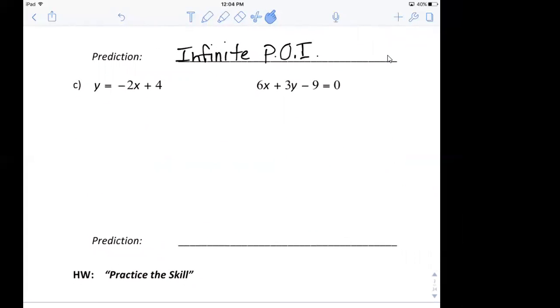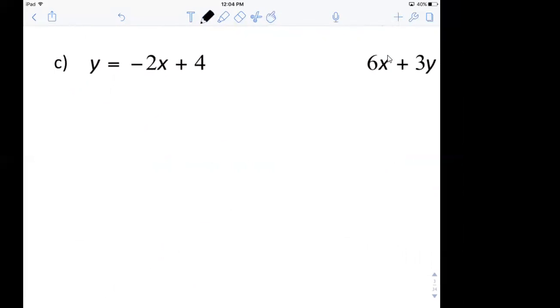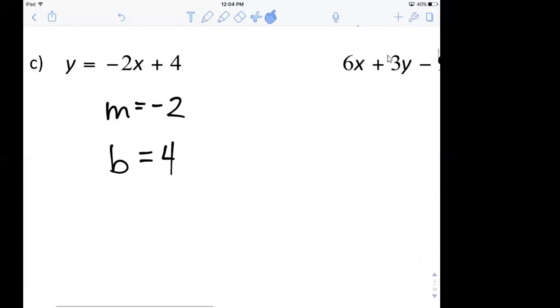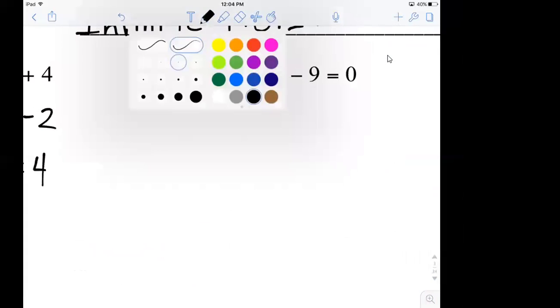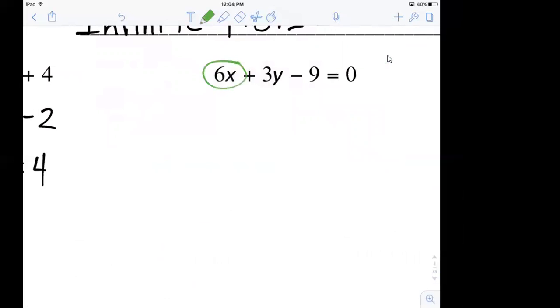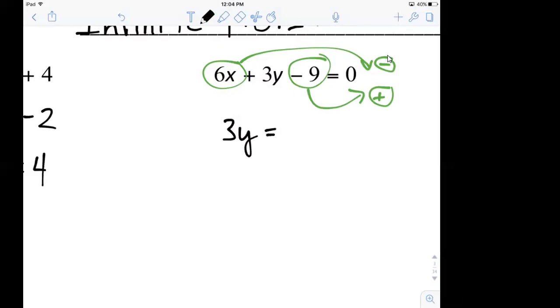And in this last example, again, the first one is already nicely set up for us, just to quickly identify that the slope from this one is -2. The y-intercept from this one is 4. We'll have to do a bit of rearranging over here. I'll first move my 6x to the other side and make it negative. I'll move my -9 to the other side and make it positive. 3y then is all by itself, and I get -6x plus 9.